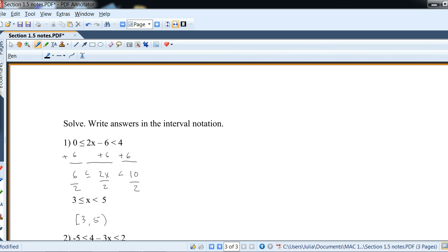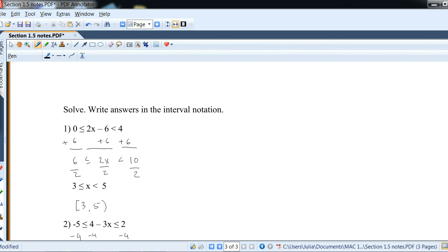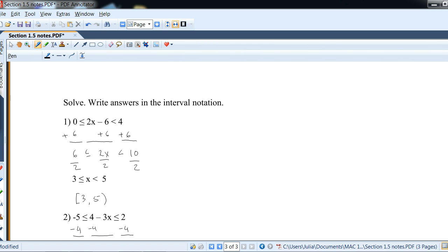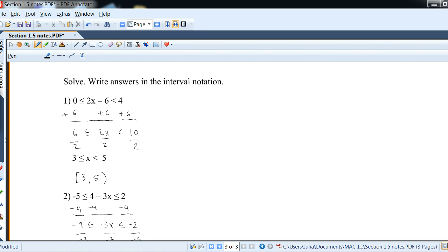So similar idea. Occasionally you get an inequality with a negative in there, like for example, the next one. Notice how in this case we subtract the 4 on three sides. Same idea. We're trying to isolate the variable. So we got negative 9 less than or equal to negative 3x less than or equal to negative 2. So the key is to remember to do it on all three sides.